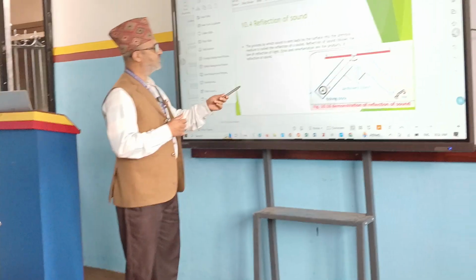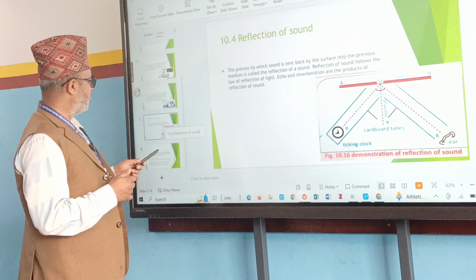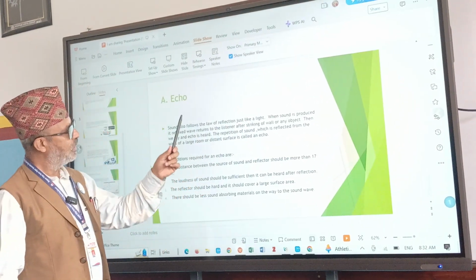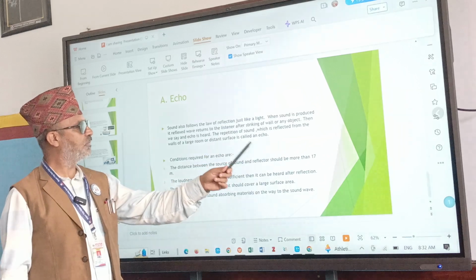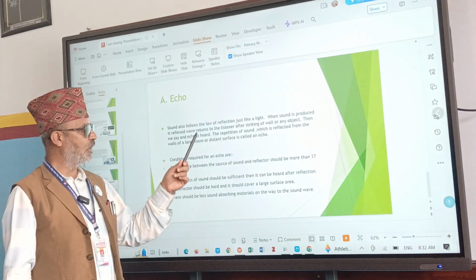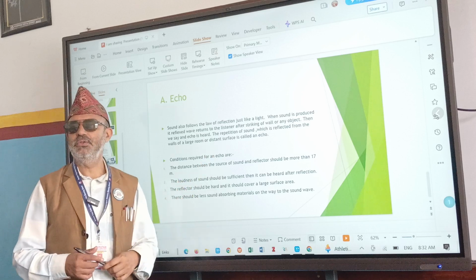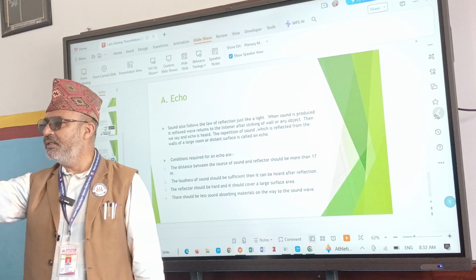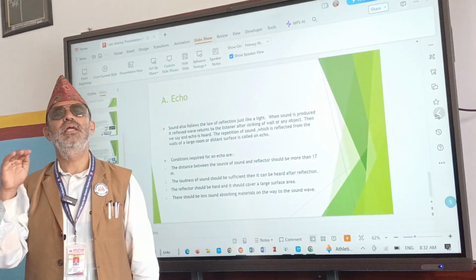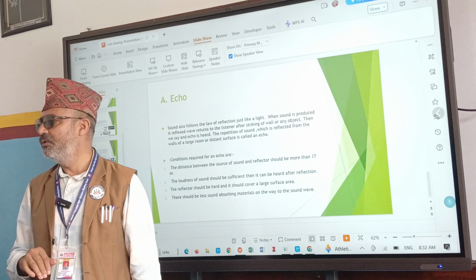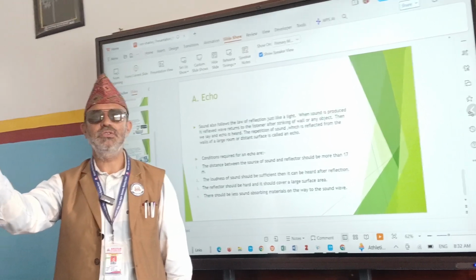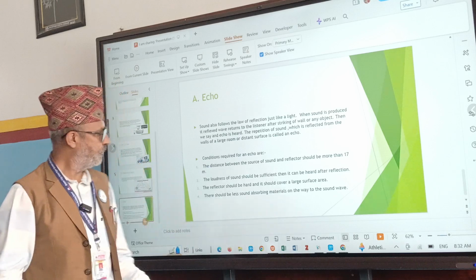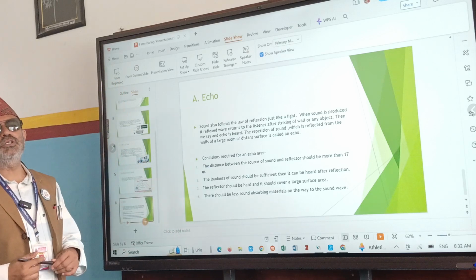Mainly there are two phenomena. One is echo, another is reverberation. Here is given the definition of echo. How to define echo? The repetition of sound which is reflected from the walls of a large room or distant surface is called echo. When sound strikes some hard object, then it may return back in the same direction. That phenomenon is called echo. Sound is produced, strikes hard material, returns back. That phenomenon is echo.